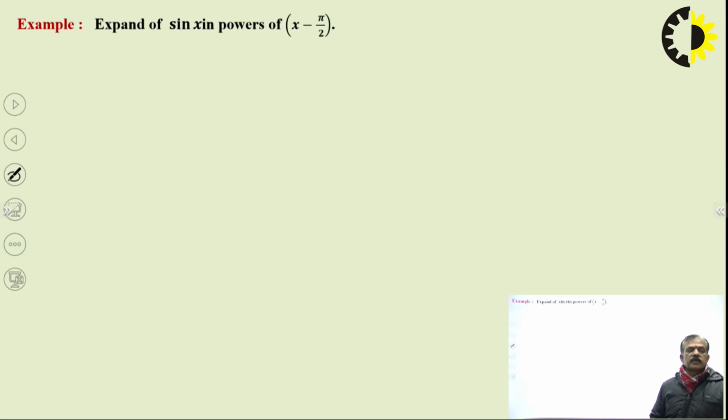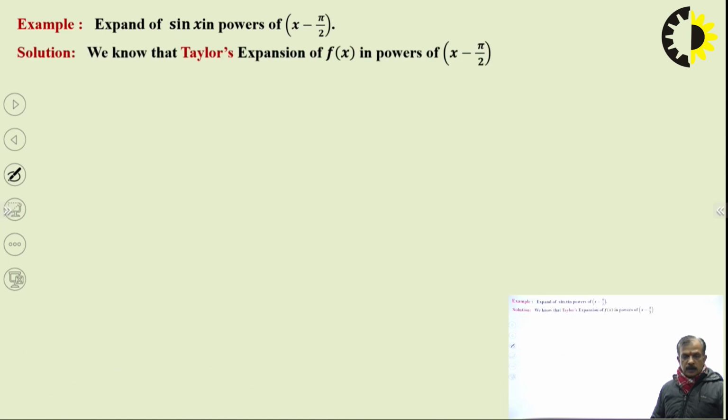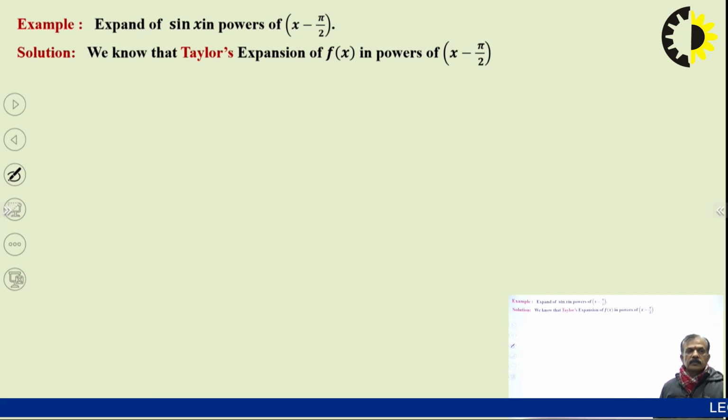Again, we discuss the expansion of sin x in powers of x minus pi by 2. In the previous question, we expanded this function in powers of x, but in this question we expand this function in powers of x minus pi by 2. So, what is the difference between these two?